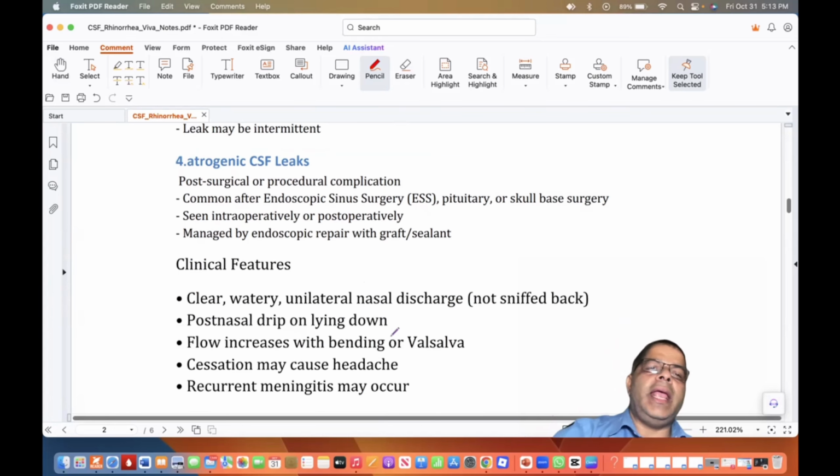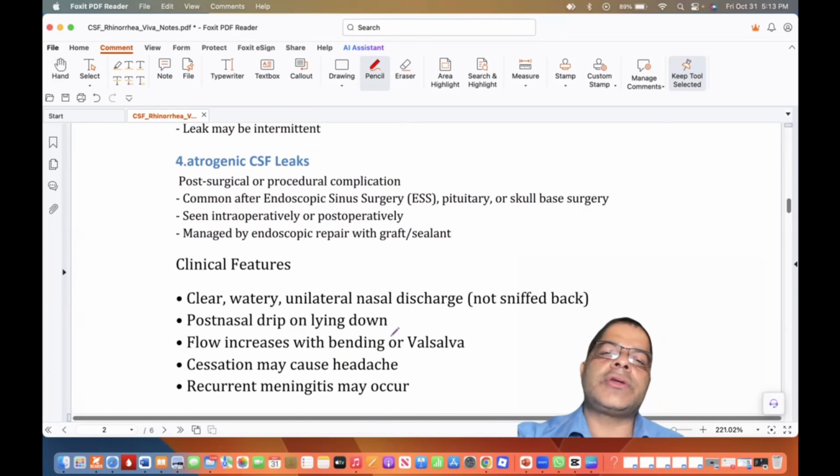The other is iatrogenic CSF leak. This is a post-surgical complication that can occur. If you do endoscopic sinus surgery, and with the latest developments since 2000 in pituitary surgery and skull base surgery, there is so much chance of CSF leak.